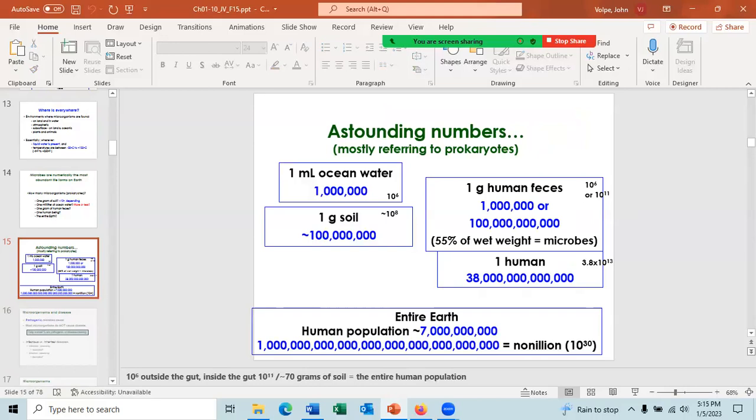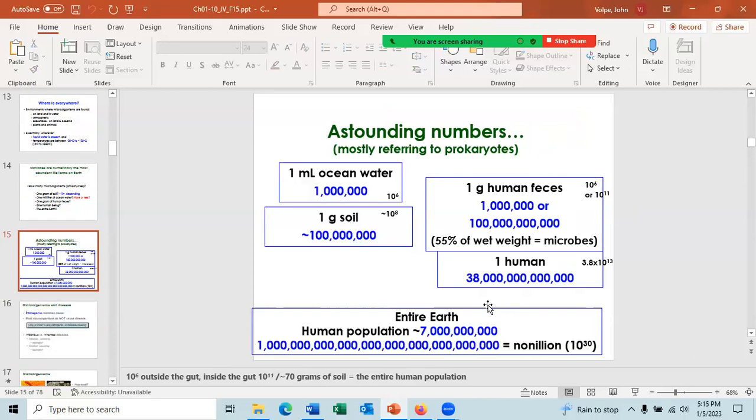And let's give some numbers here. For 1 gram of soil, it's around 10 to the 8th, that's 100 million. Ocean water is around 1 times 10 to the 6. Like I said, the ocean is a desert where you find life. And 1 gram of human feces can get up to 1 times 10 to the 11th microbes per gram.